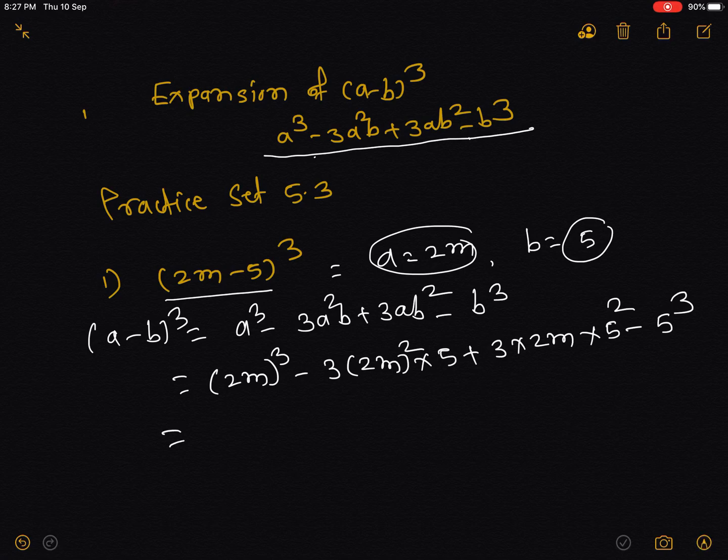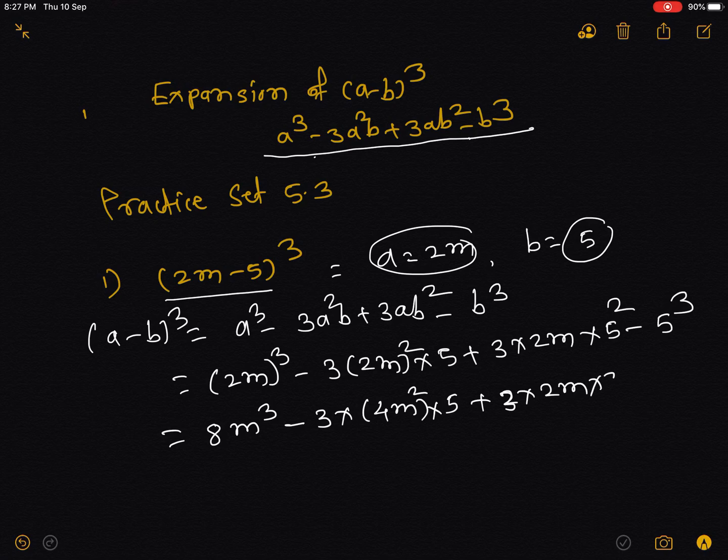The cube of 2m, that means (2m)³, is 8m³, because 2³ is 8 and m³ is m³. Minus 3; first we solve this bracket, it is 4m² into 5, plus 3 into 2m into 25, minus 125. 5³ is 125.